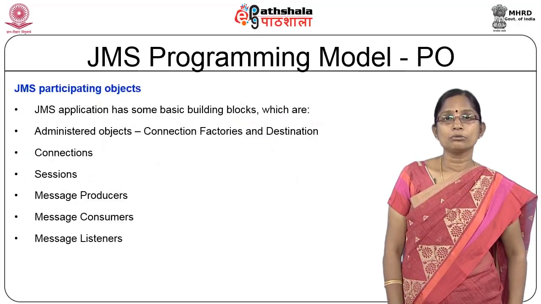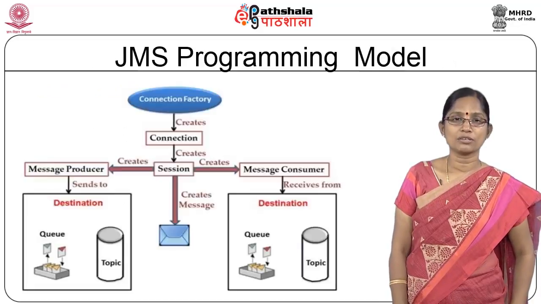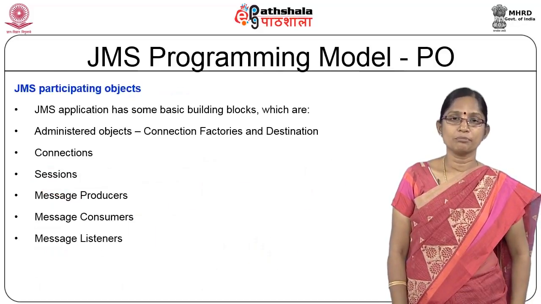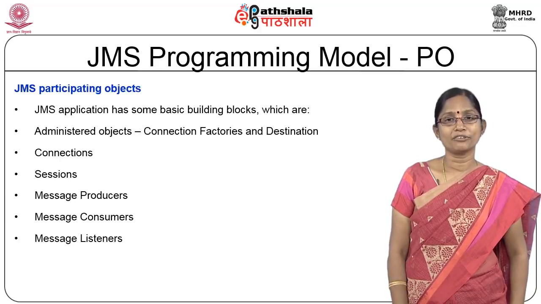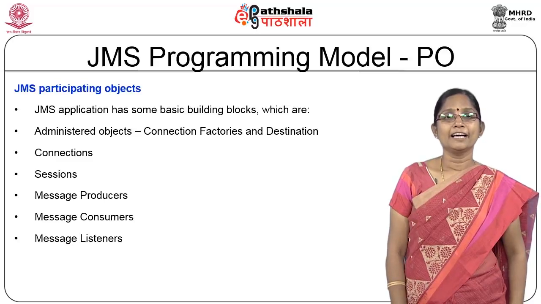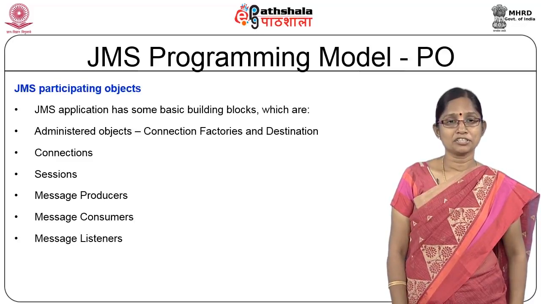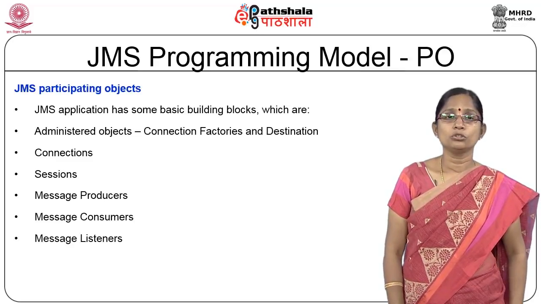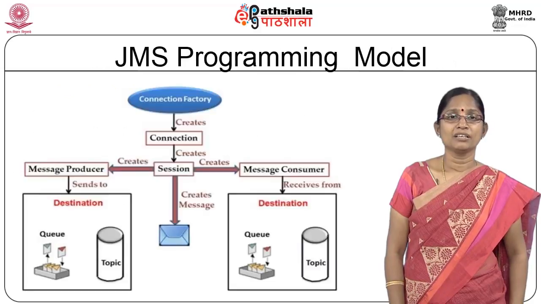Now let us look through the JMS programming model. I told you already that every JMS application should consist of the following building blocks. That is, it should consist of administered objects, where administered objects are split into two things: connection factories and destination. Again, connections are required. Under the connection, sessions are there: message producers, message consumers and message listeners. Now let us go through each one of them one by one.